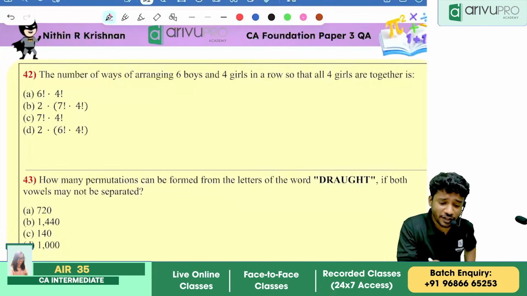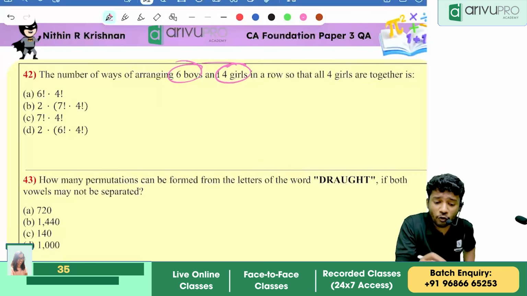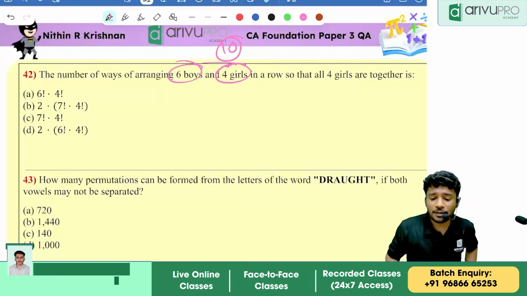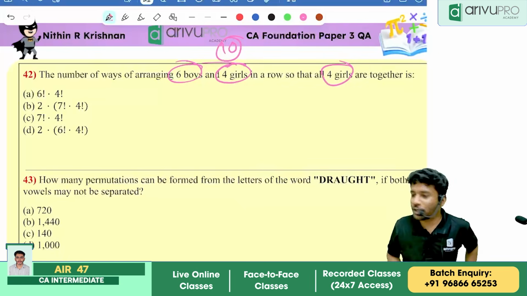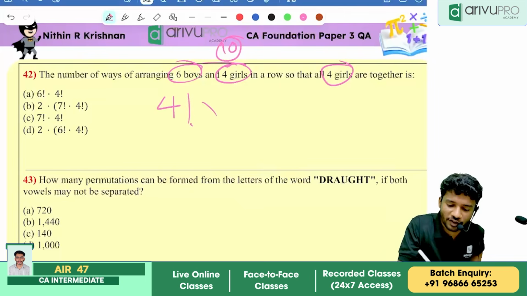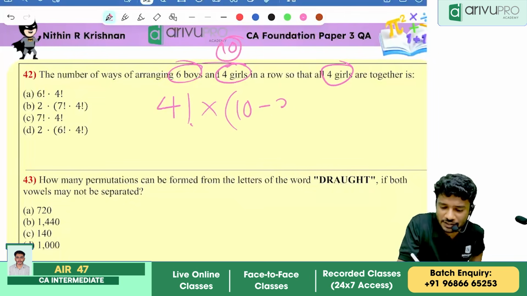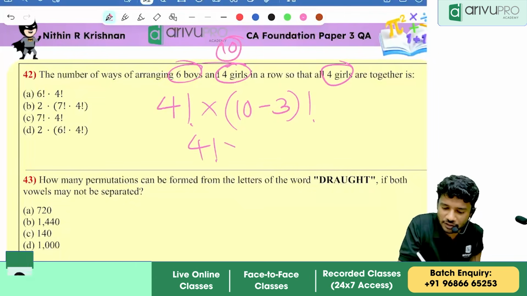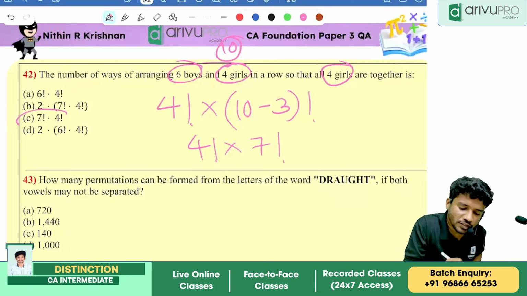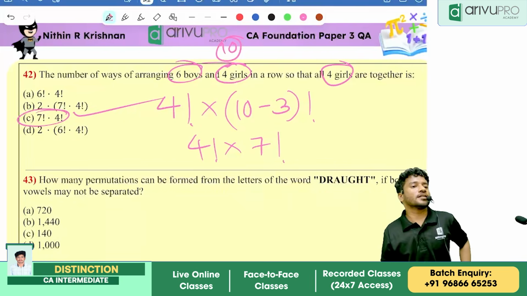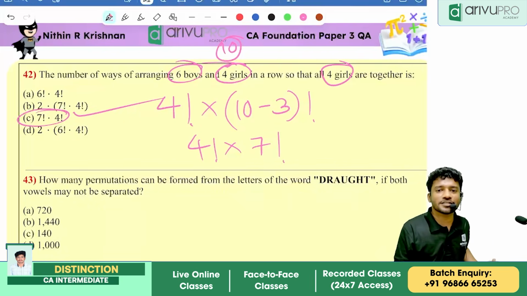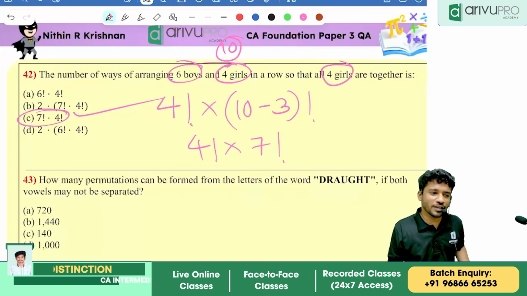Look at this question. Number of ways of arranging 6 boys and 4 girls. Total how many people are there? 10 people are there. 4 girls are together means 4 factorial into 10 minus 3 factorial. So 4 factorial into 7 factorial is the answer. Option C is the answer. How much time did it take? 5 seconds. Understood? Everyone got the logic?